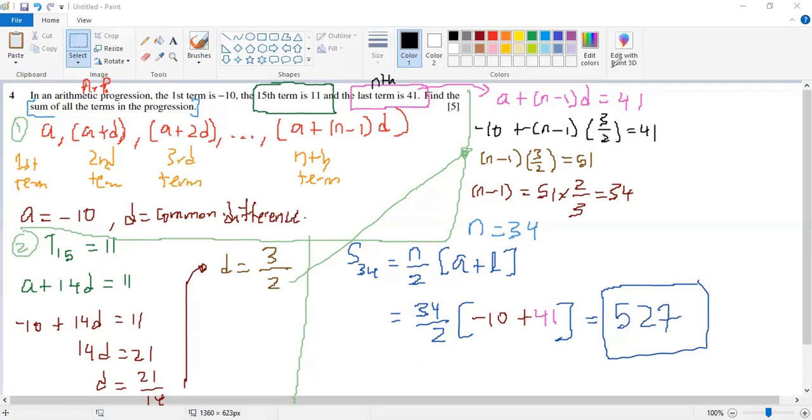Oh, the n is not 34. Sorry, I made a mistake. The n is 35. We are wondering where the mistake was. This is 34, but this is wrong a bit. Sorry, silly me, just a typo kind of thing. n minus 1 is 34, so n is 35. So the small trick here: this is 35 over 2.